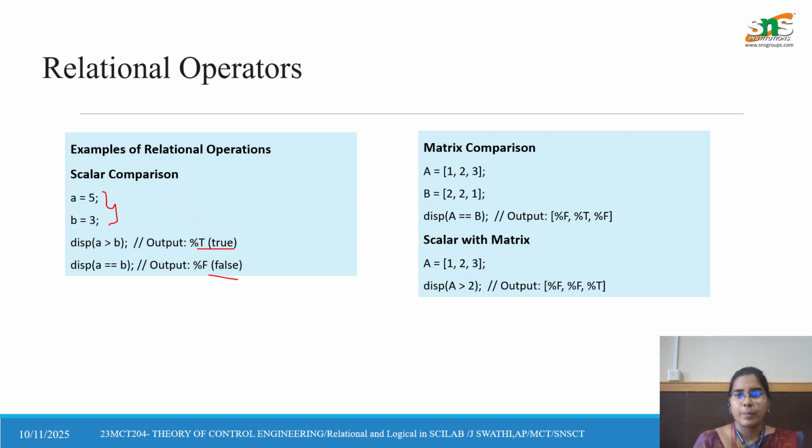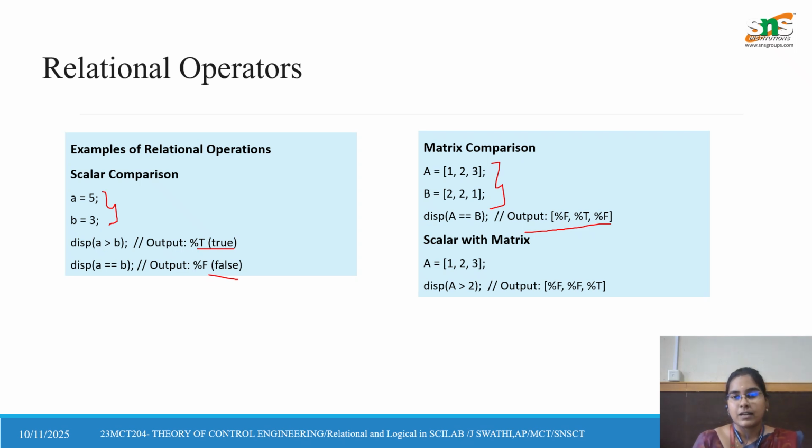Next, we go for matrix comparison. I am taking two matrices A and B and displaying A equivalent to B. It compares the first row, first column value of each matrix. Both have different values, so it automatically gives false. In the second value, 2 and 2, it is a true condition. In the third value, 3 and 1 are not equal, so it is false.